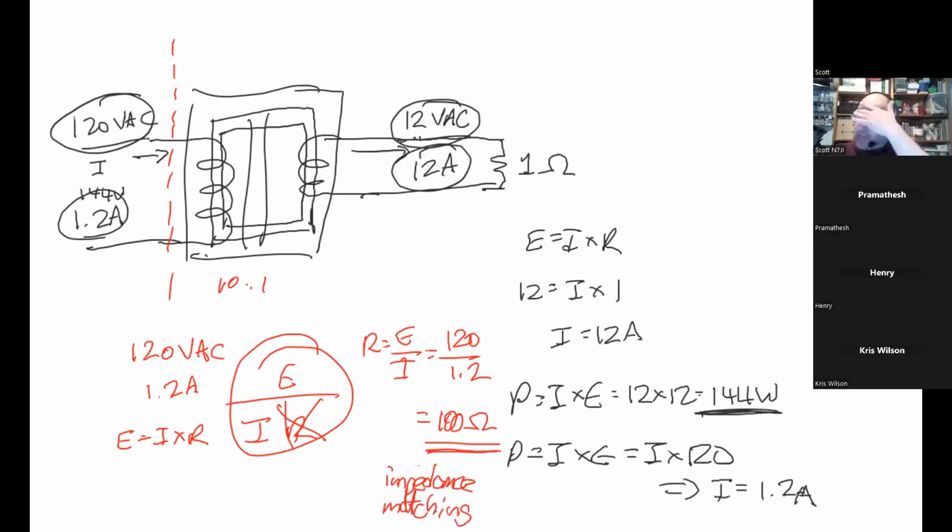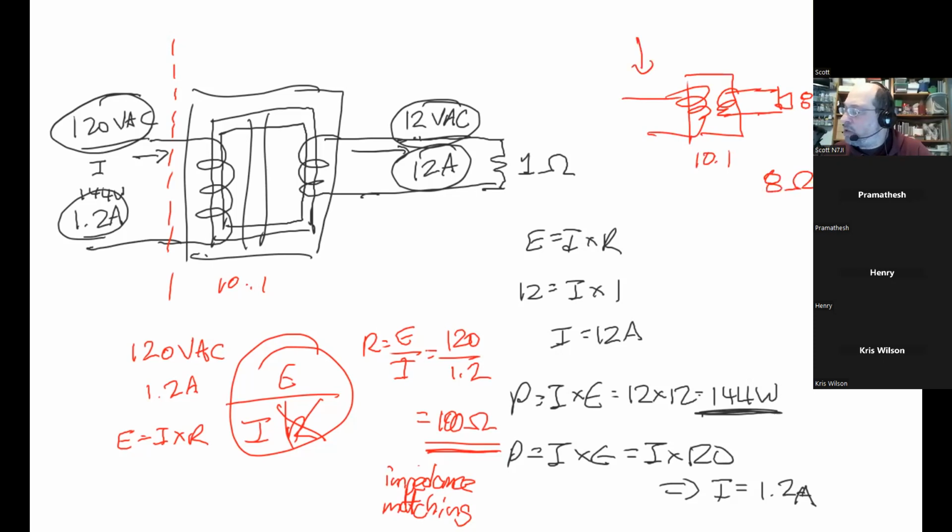So let's say I had a transformer that looked like this, and I have a loudspeaker that is, let's say, 8 ohms. And I have a 10-to-1 ratio on my transformer. What would it look like on this side? If I have 8 ohms times 100, that is 800 ohms. It would look like I had an 800 ohm loudspeaker.